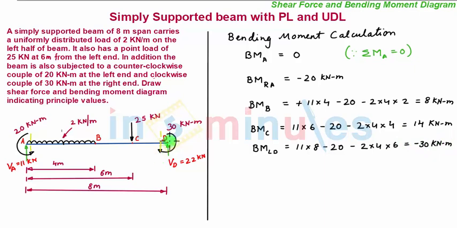We can always verify this by considering the right hand side of the section. There is a clockwise moment of 30 kilonewton meter, considered as negative, so we have the same value, bending moment towards left of D as minus 30 kilonewton meter.